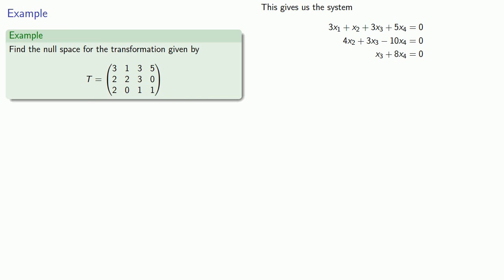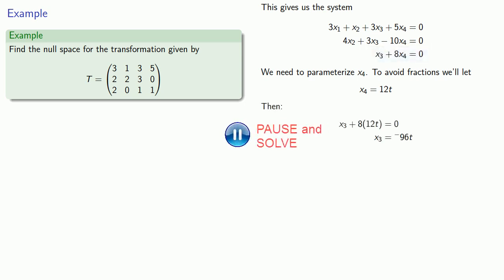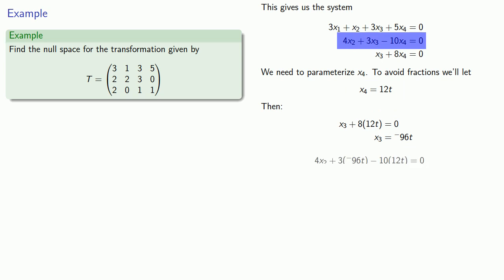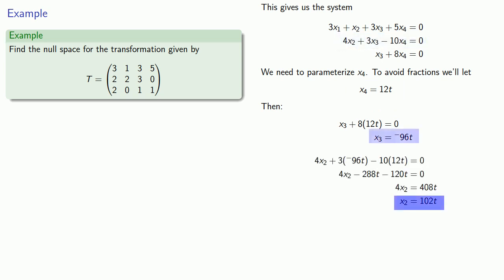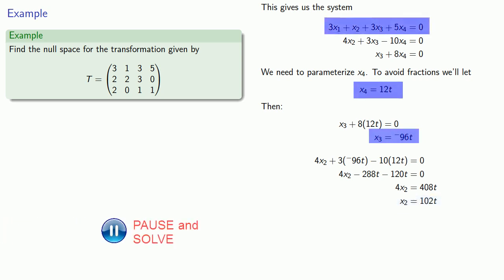And now we can parameterize our solutions. Since x4 never appears as a leading variable, we need to parameterize x4. And to avoid fractions, we'll let x4 be 12t. We can then substitute this value into the equation involving x3 and find x3 is -96t. We can substitute the values of x3 and x4 into the second equation, and that allows us to solve for x2. And then we can substitute the values for x2, x3, and x4 into the first equation and find a value for x1.